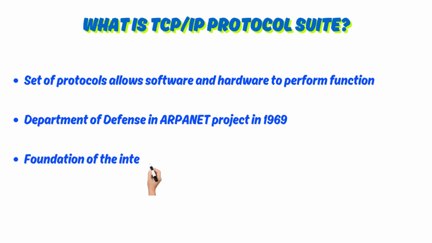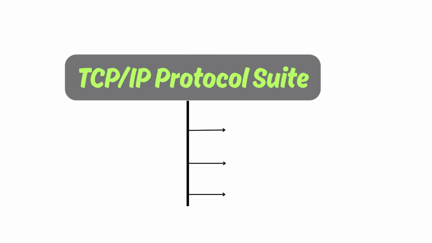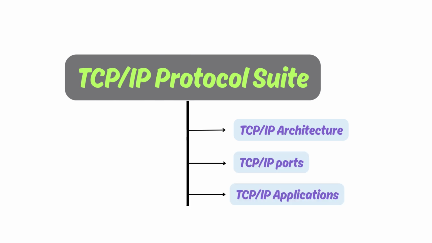If you have fully understood the OSI model, then it is like you have learned 70% about the TCP/IP protocol suite, as the focus of the OSI model is upon layers, while TCP/IP is all about protocols. According to the given textbook, the TCP/IP protocol suite can be explained based on three major points: TCP/IP architecture, TCP/IP ports, and TCP/IP applications. So let's first discuss what TCP/IP architecture is.